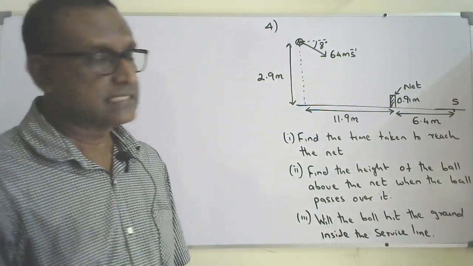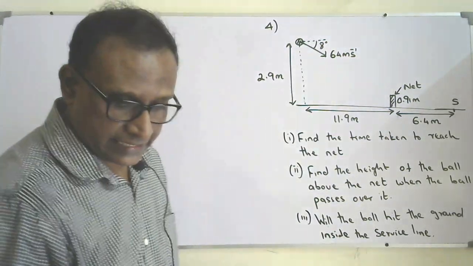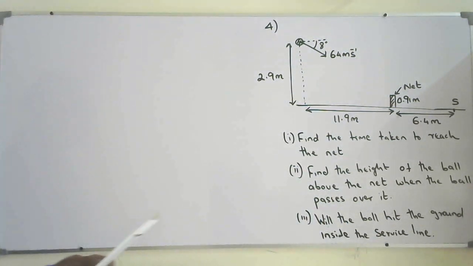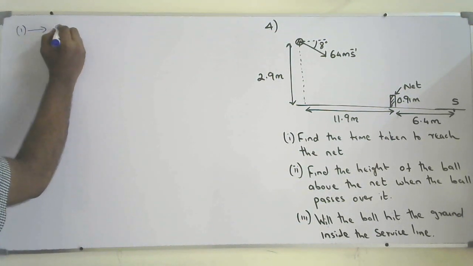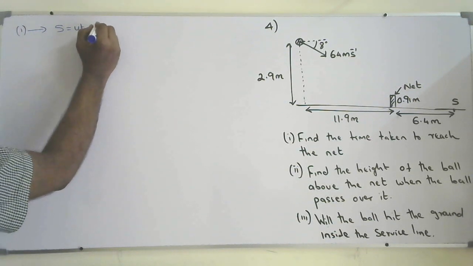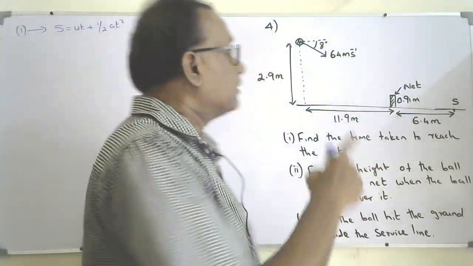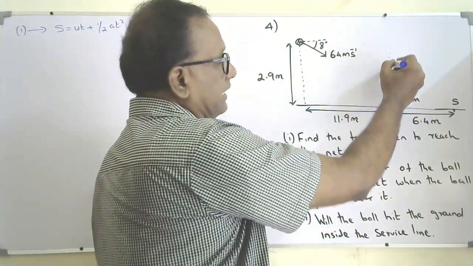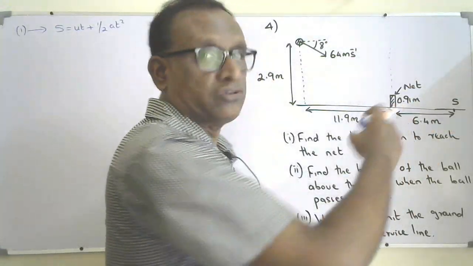Right, so "reach the net" here doesn't mean the ball is hitting the net, it's passing over the net. So finding the time taken to reach the net means how long it takes to pass over the net. For the first part, we can see it's horizontal, so I can use s = ut + half at squared. Careful, the question does not mean the ball is hitting the net. It's going to pass over the net, but the time taken to reach the net means the position of the net, right?